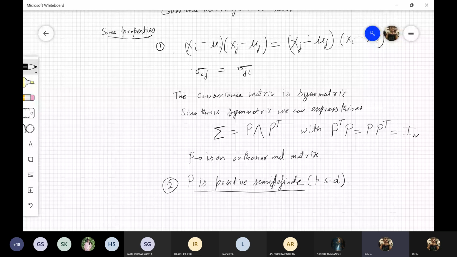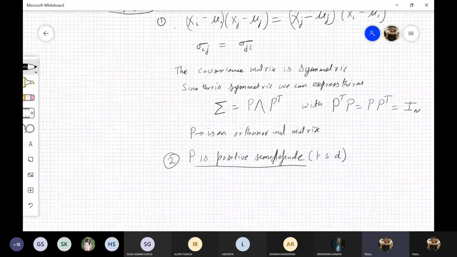Gandhi, are you there? Yes, sir. So do you remember what a positive semi-definite matrix means? No, sir. Okay, no problem.